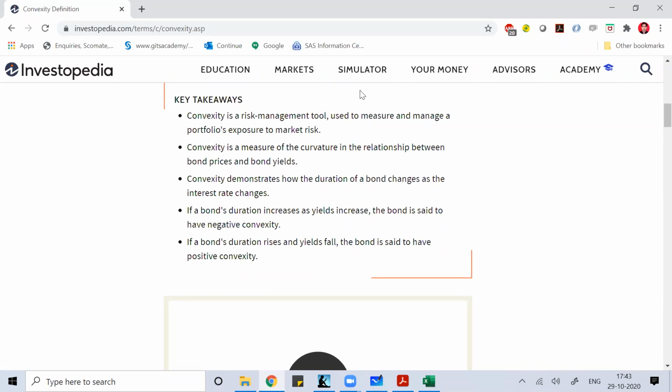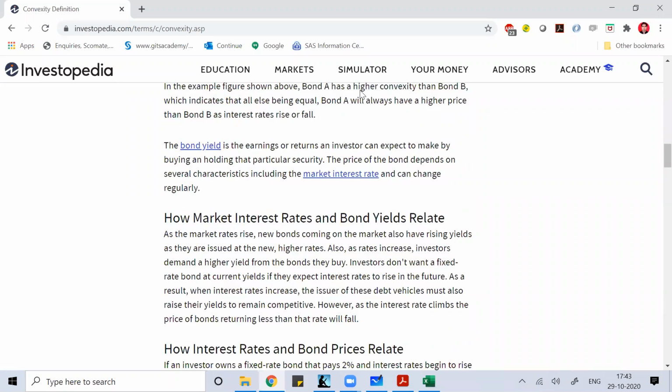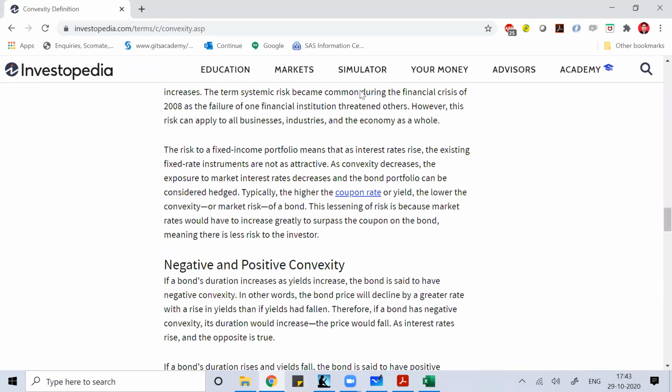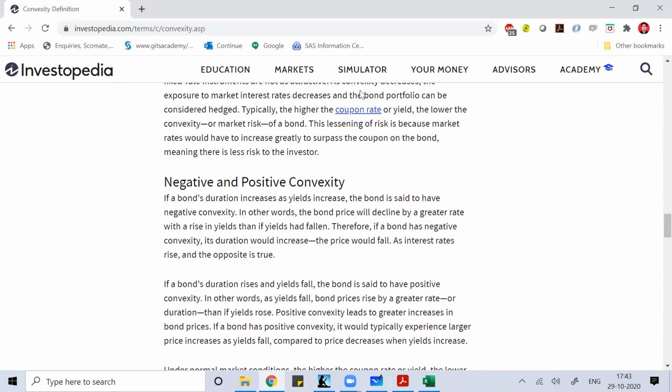You need to understand this. After the class you can read about convexity, bond duration, convexity and the risk, negative convexity, positive convexity. What is positive convexity? Positive convexity basically means that whenever the yield falls, if the bond duration rises, it is positive convexity. While if yield increases and the bond duration also increases, then it is called negative convexity.